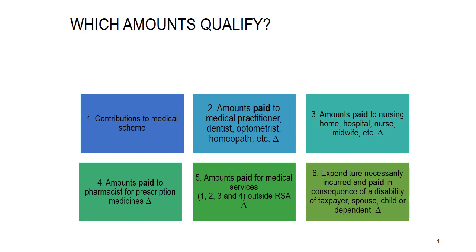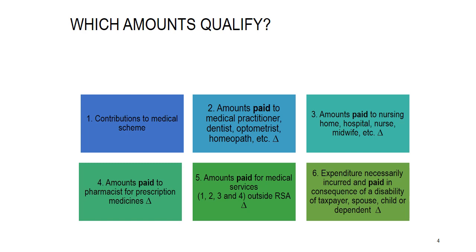So unfortunately, you can't go to Dis-Chem or Clicks and buy shampoo and conditioner and all of your toiletries and say you paid an amount to a pharmacist. It has to be for prescription medicines. Amounts paid for medical services outside of South Africa, and then expenditure necessarily incurred and paid in consequence of a disability of a taxpayer, spouse, child, or dependent.